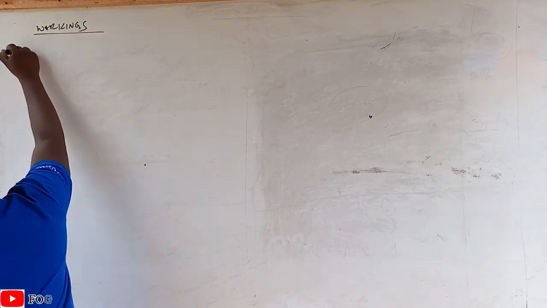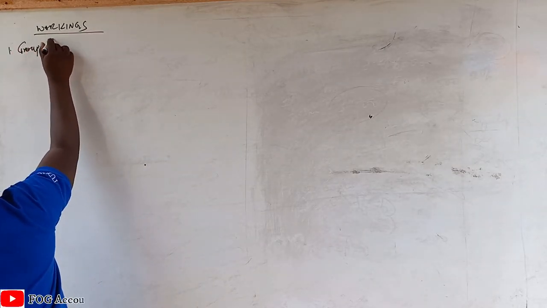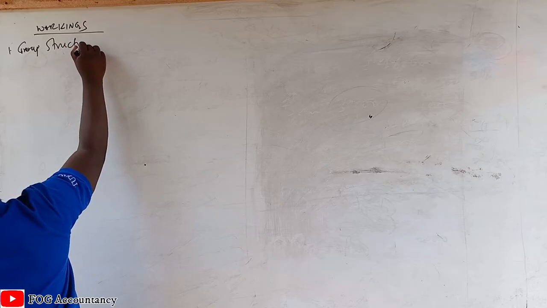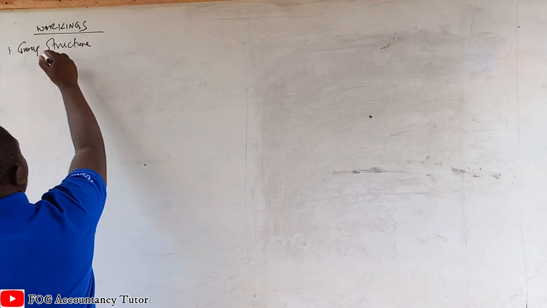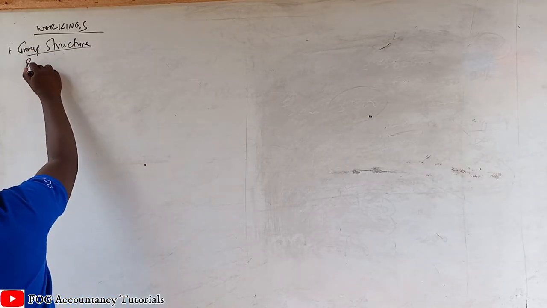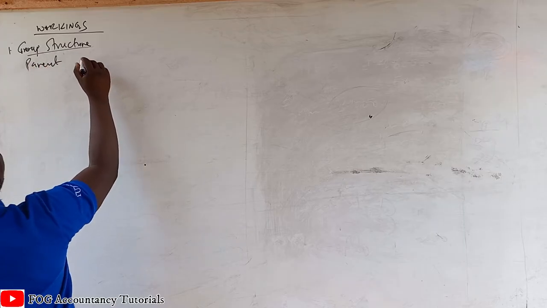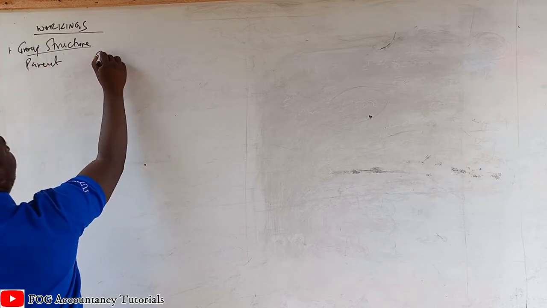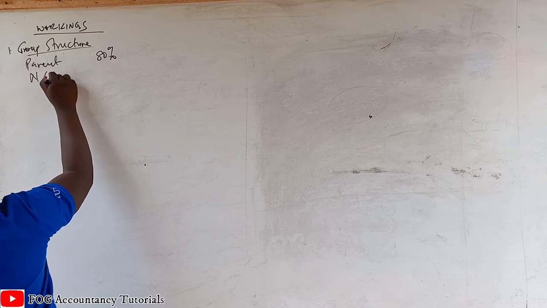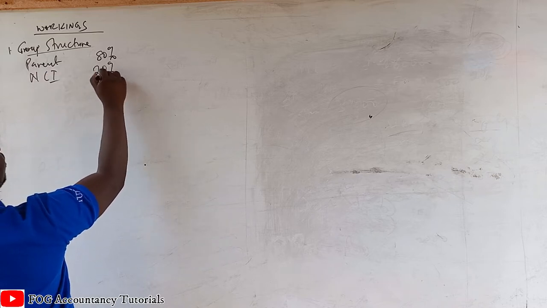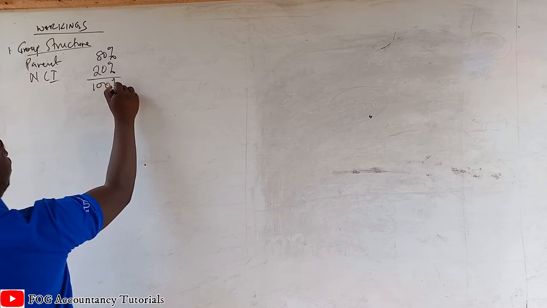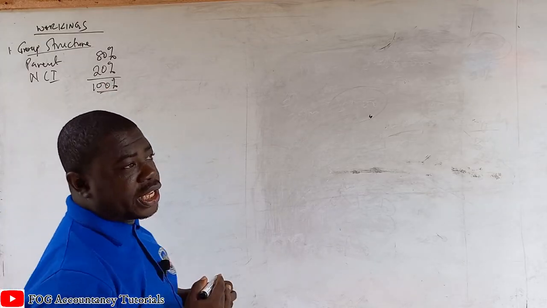So the first working we are going to look at is the group structure. I told you that is the first thing we do. Under the group structure, we'll say parent, Evelyn Limited, holds 80% and the non-controlling interest holds 20%, giving us a total of 100%. So that is the first working we must do.